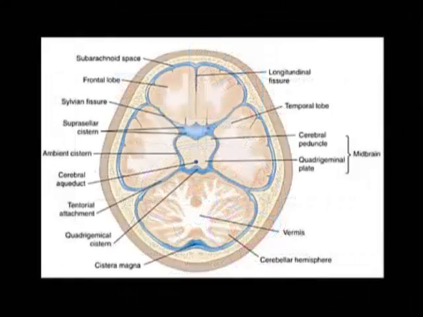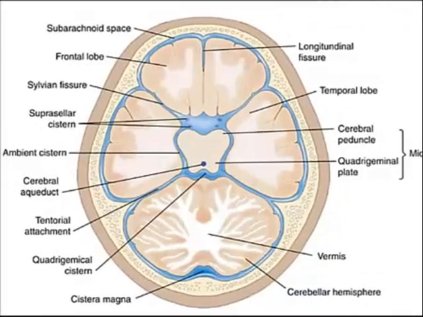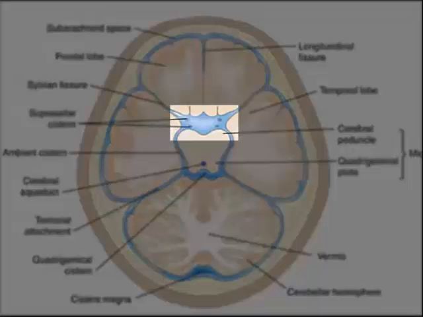The cisterns of the brain are areas in which the normally narrow subarachnoid space expands. These small chambers are called subarachnoid or basilar cisterns. We have the suprasellar cistern, located above the sella turcica, which contains the optic chiasm and the circle of Willis.